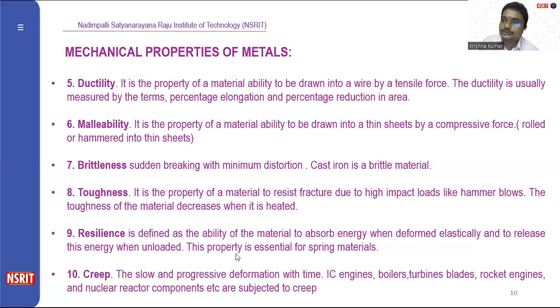Next, creep. I have explained creep in the class, and again I am saying that it is a slow and progressive deformation that can be especially seen in IC engines, blowers, boilers. Why? Because slow, progressive and permanent deformation can be observed, like in turbine blades, rocket engines, nuclear reactors, etc.